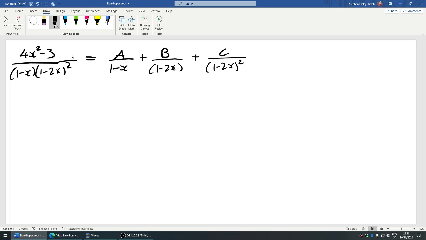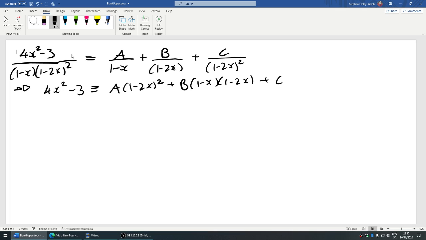Okay. So that means that 4x squared minus 3 is equivalent to, if I multiply everything by this denominator here, so multiplying all these terms here by these two with the square, you'd be left with just 4x squared minus 3 on the left, and that would be A times (1 minus 2x) squared plus B times (1 minus x)(1 minus 2x) plus C times (1 minus x).